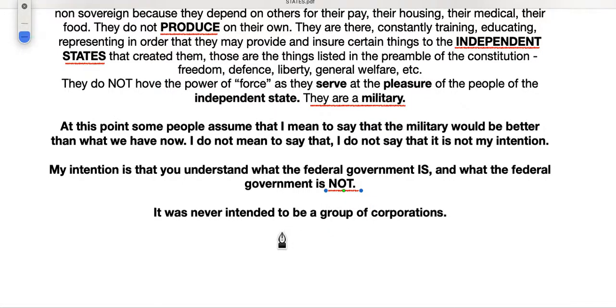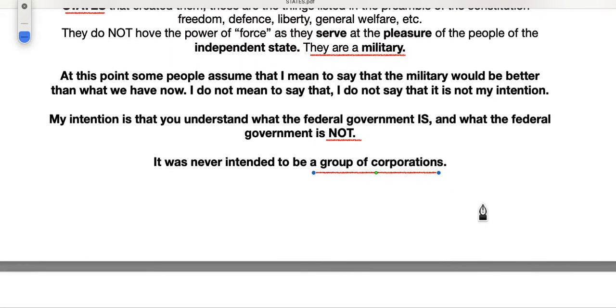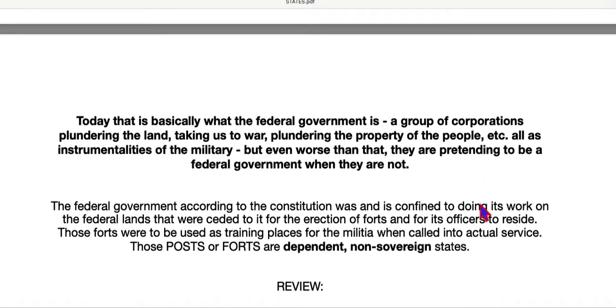It was never intended to be a group of corporations or a military industrial complex contracting with private citizens in the independent state, basically to take over the independent states. Is what they've done. Today, that's basically what the federal government is: a group of corporations plundering the land, taking us to war, plundering the property of the private people, etc. All as instrumentalities of the military. But even worse than that, they are pretending to be a federal government when they are not.